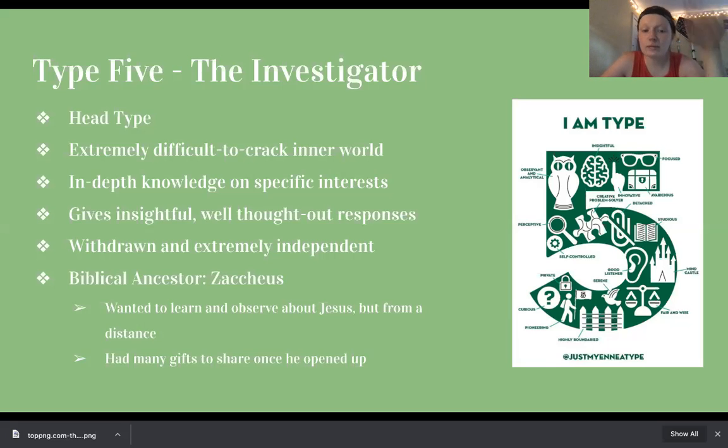And the biblical ancestor of type 5s is Zacchaeus. So Zacchaeus wanted to learn and observe Jesus, but from a distance, both physical, and he didn't want to open himself up to Jesus because he was afraid. But once he did open up, he had many gifts to share, which is a big characteristic of type 5s.